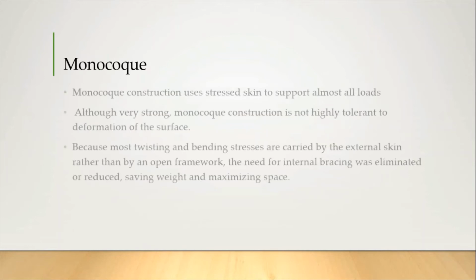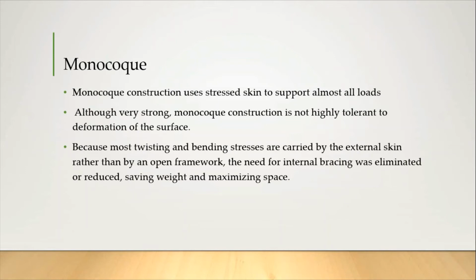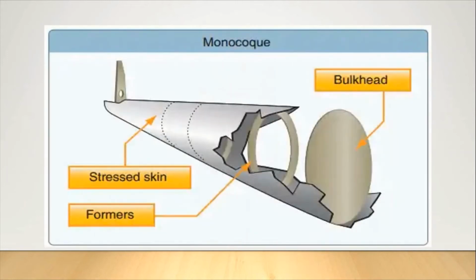So the next type of construction is the monocoque construction. It uses stress skin to support almost all loads. Although very strong, monocoque construction is not highly tolerant to deformation of the surface, because most twisting and bending stresses are carried by the external skin rather than by an open framework. The need for internal bracing was eliminated or reduced, saving weight and maximizing space. So here is a graphical representation of the monocoque structure.